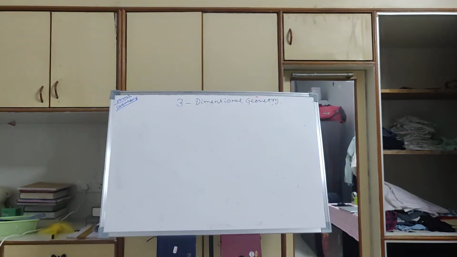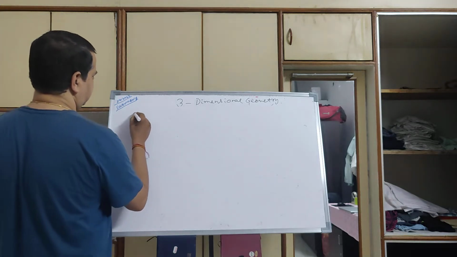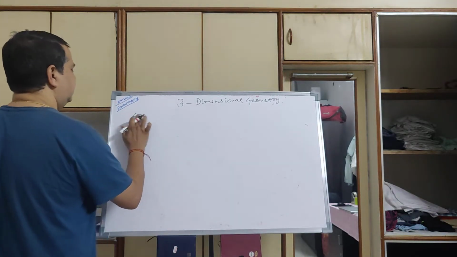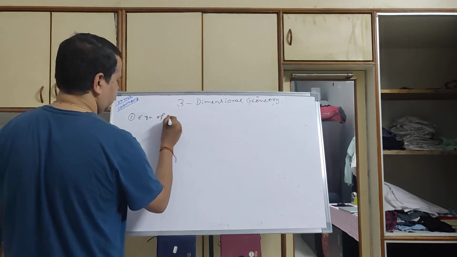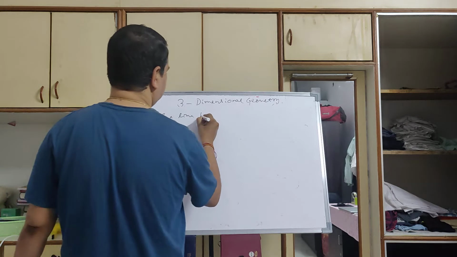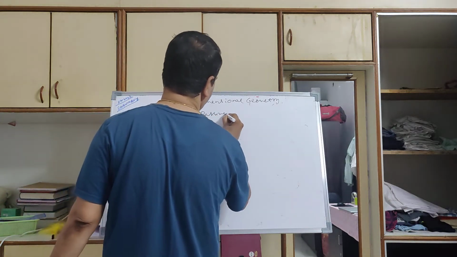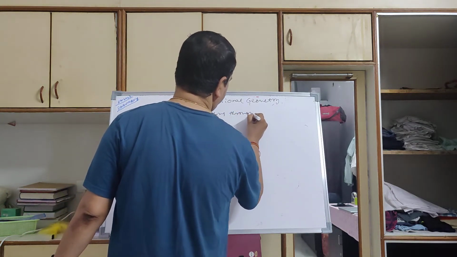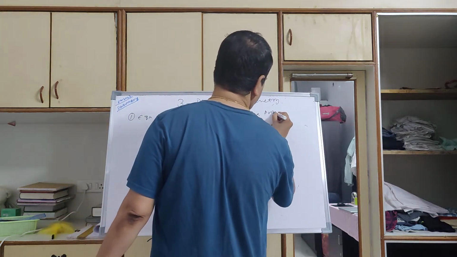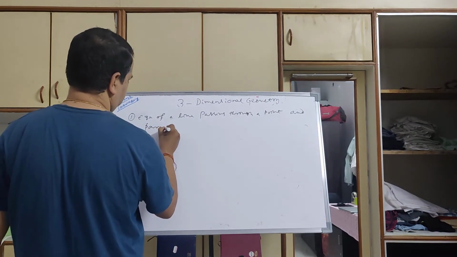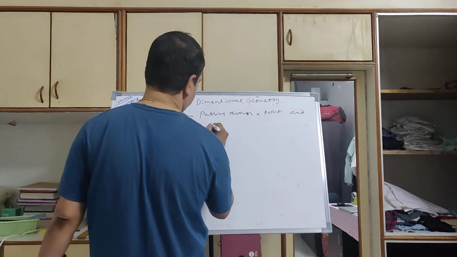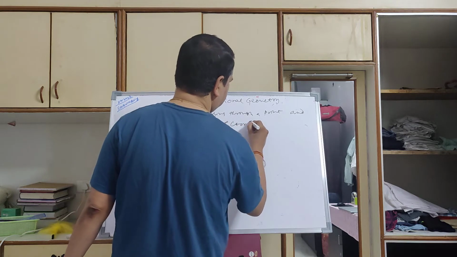So now, equation of a line passing through 2 given points. This I have already told, I will write it again. One we have already completed: equation of a line passing through a point and parallel to a vector. We are done with it.